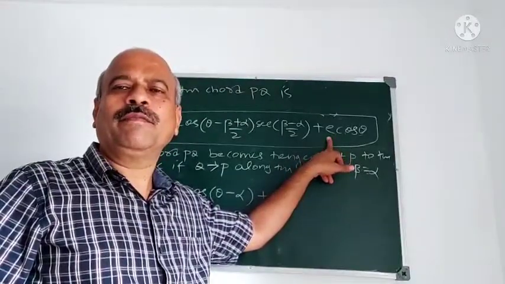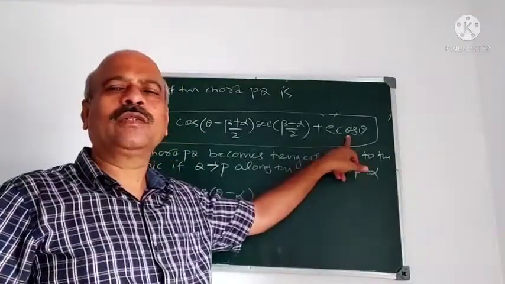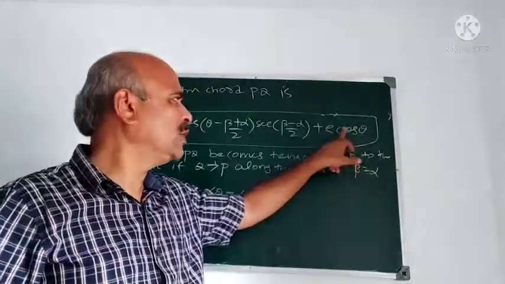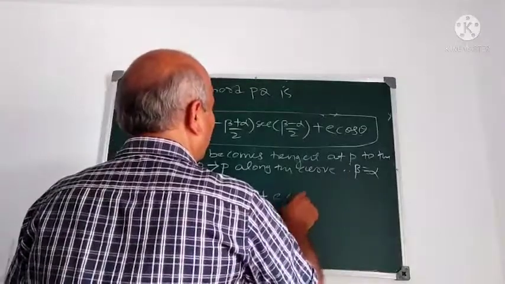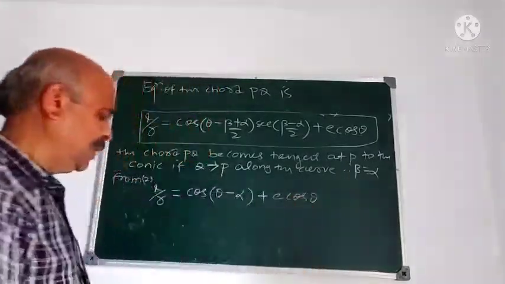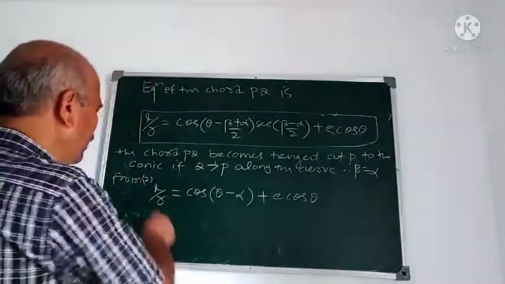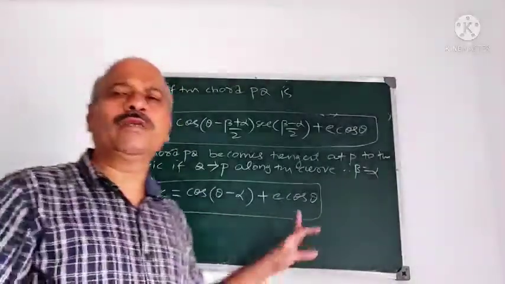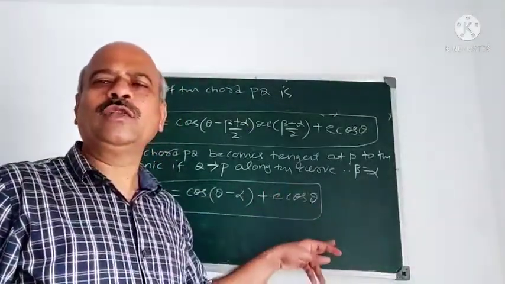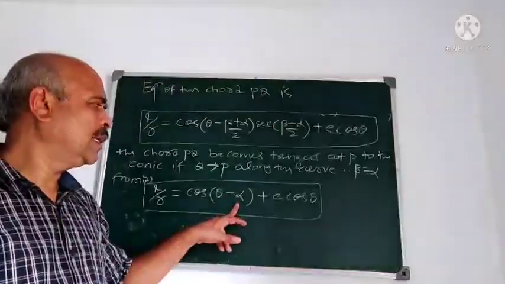E cos theta. While simplifying, I left out that the coefficient of E is also cos theta. E is multiplied by cos theta. So L by R is cos(theta minus alpha) plus E cos theta. This is the equation of the tangent to the conic at the point whose vectorial angle is alpha.